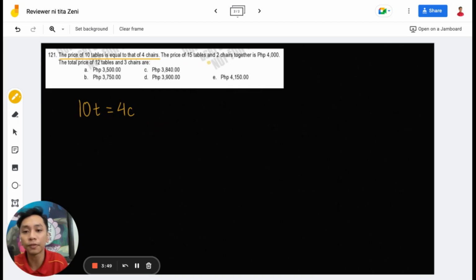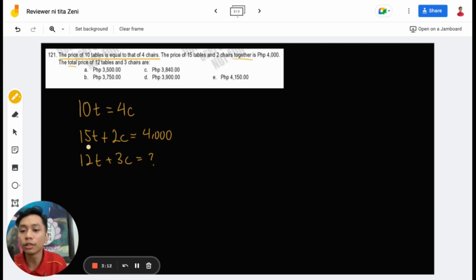Second sentence, the price of 15 tables and 2 chairs together is 4,000 pesos. 15 tables, 15T, added by 2 chairs, kasi ang sabi together. So, 2 chairs is 4,000 pesos. Mamaya na natin ilagay yung unit. And then last sentence, last equation natin, total price of 12 tables, 12T, added by 3 chairs, plus kasi sinabing total. And the result is so far unknown.